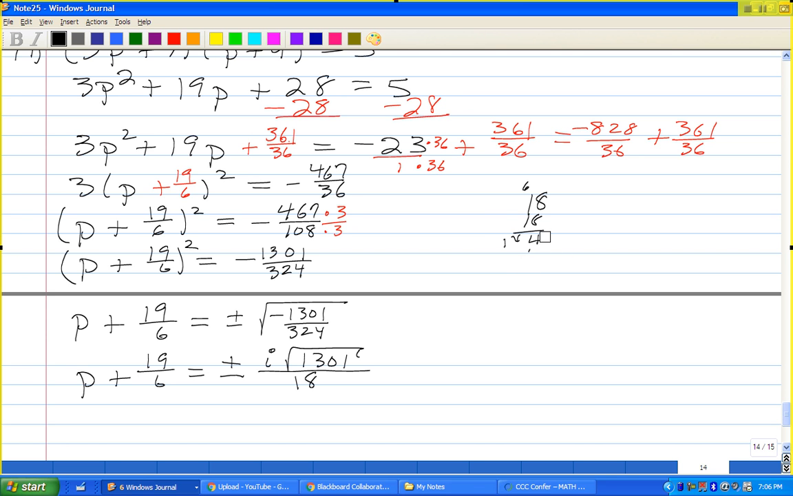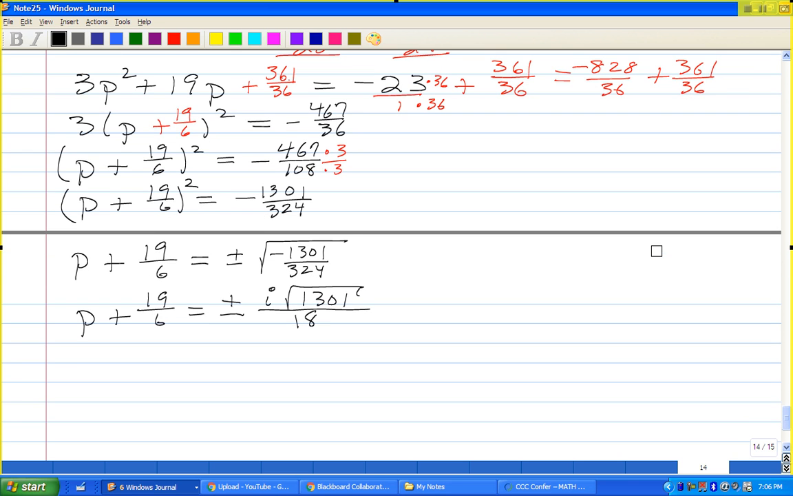Yes, 324. Okay. So the square root is 18. And so let me multiply both sides of my equation by 18. So I get 18p plus 57 is equal to plus or minus i rad 1301.